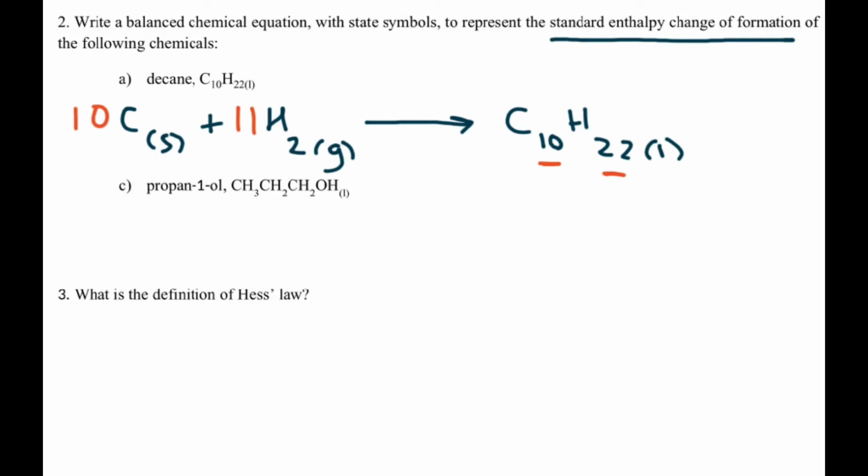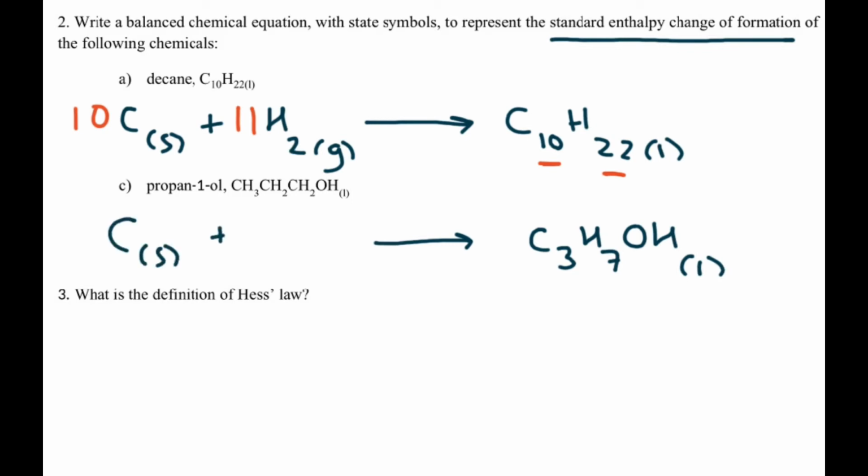Here's another example, again, propan-1-ol, so we're going to form 1 mole of propan-1-ol from its elements in their standard states, carbon solid and hydrogen gas. Plus, let me just rub that out and put a bit more room here. So we've got carbon solid plus hydrogen gas plus oxygen gas. So the 3 elements.